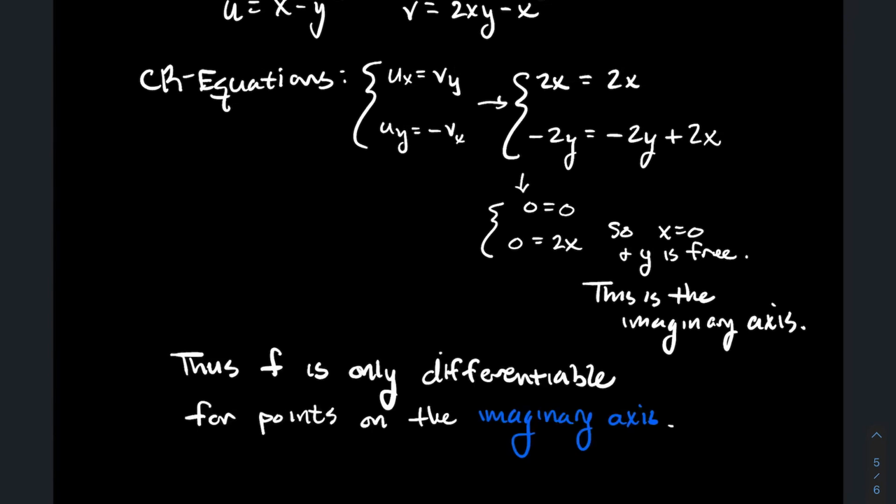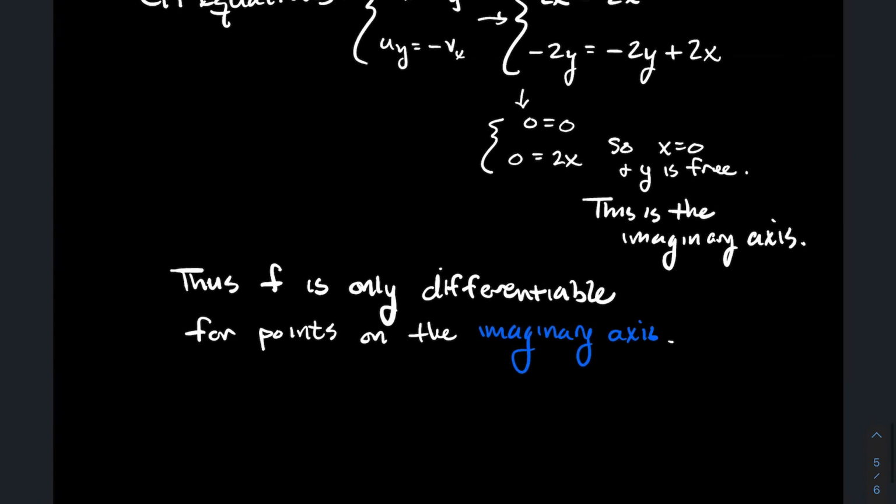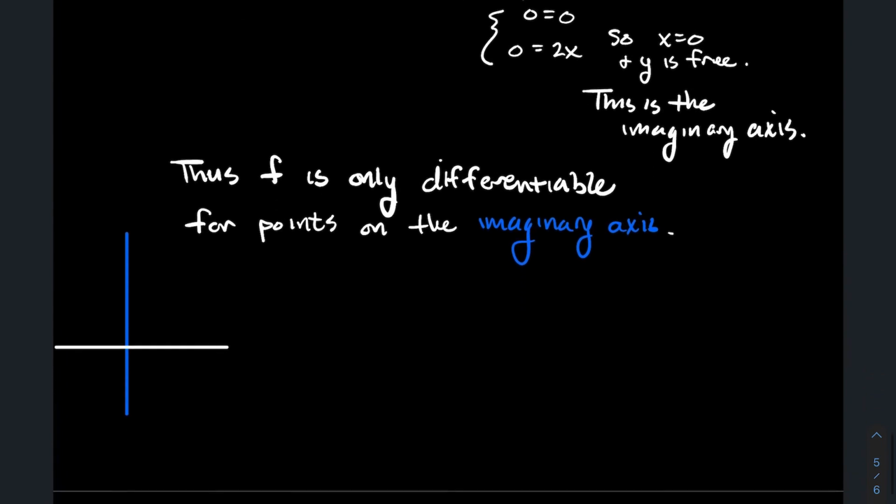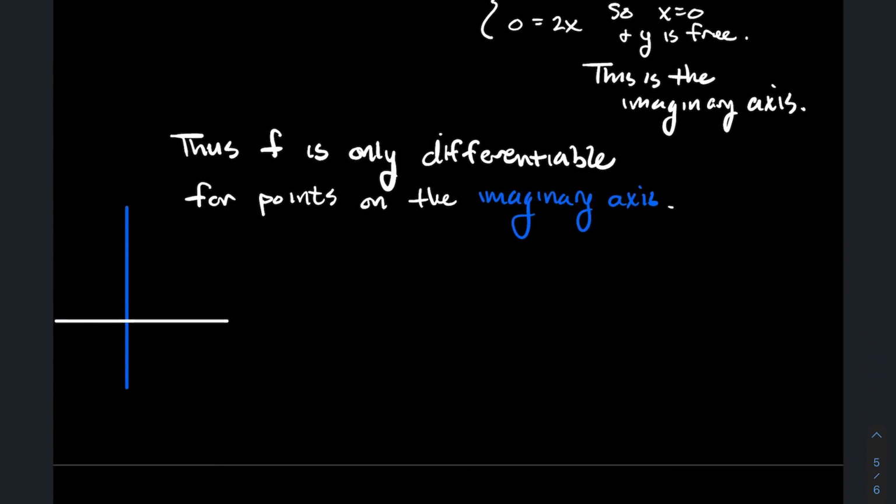And so what we just uncovered is that this function, along the imaginary axis, that is the only set of points where the CR equations hold. And so therefore, that means that this function is only differentiable for points that are on the imaginary axis. And I drew a little picture of the imaginary axis there, so just along the y-axis.